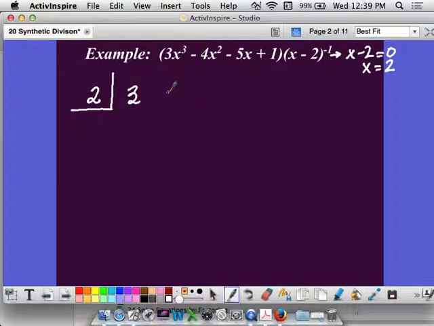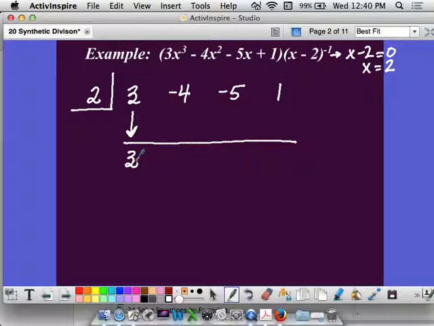The coefficient of x squared is negative 4. The coefficient of x is negative 5. And the constant is 1. So here's all my numbers. That's all I'm working with. Then you're going to skip a line and draw a line. And the first term will decline down to the bottom. Okay? So skip a line and draw a line.